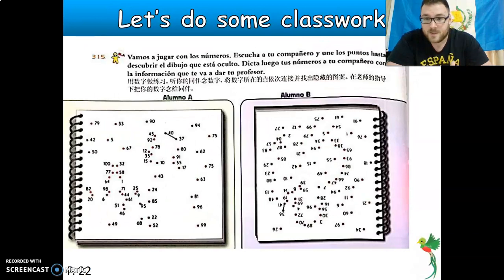This is supposed to be some kind of game where we connect the dots in the classroom with pairs. Forget about it because we're not in class. I'm sorry, scratch this one out. Actually, don't scratch it out, because we might do it in class sometime for review. But don't worry about it right now.